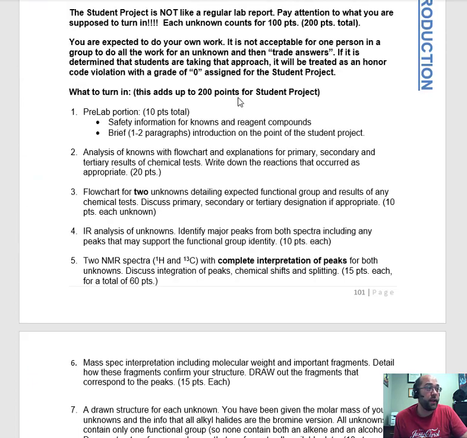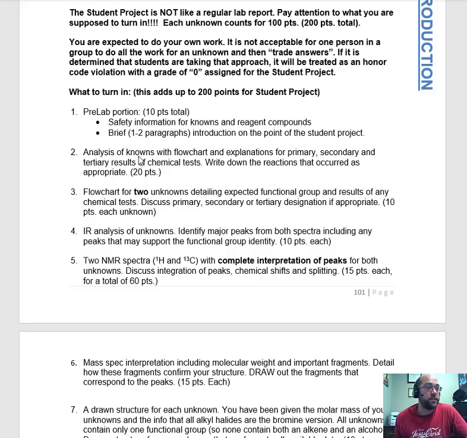Here is what to turn in, which adds up to 200 points, 100 points per compound. I need the pre-lab portion, which, typically like face-to-face pre-lab, would be the safety information for the knowns and reagent compounds, and then a brief 1 to 2 paragraph introduction. The gist of this is I have to use all of my organic knowledge that I have at this point to use chemical tests and spectra to properly and correctly identify compounds. So something like that is what you're looking at for a brief introduction, right?